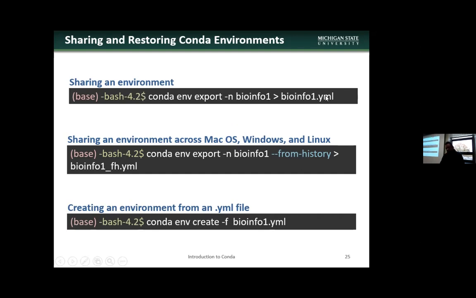Using this approach, conda will export all the software packages in the bioinfo1 environment, specifying all the versions that were installed in that environment. However, if you want to share the conda environment across platforms, you have to add this from-history flag. It will tell conda not to include the specific versions and specific dependencies for those programs. Conda will install them automatically when you migrate from one platform to another. So this is a smart way to share your environment across operating systems. Powerful. It is.